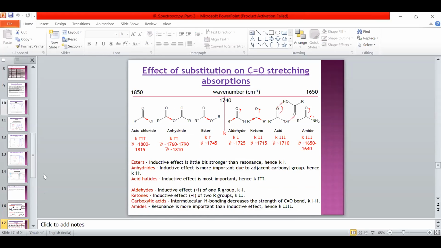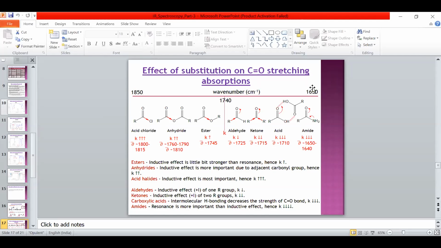Now let us study the effect of substitution on this carbonyl stretching absorption. We have seen that all aldehydes, ketones, carboxylic acids, amides, acid chlorides, anhydrides, as well as esters, all have the carbonyl group, that is the C double bond O structure, and they all absorb in the region of 1650 to 1850. Which functional group will absorb at a lower value and which at a higher value will depend on the additional substituent present over this carbonyl group.